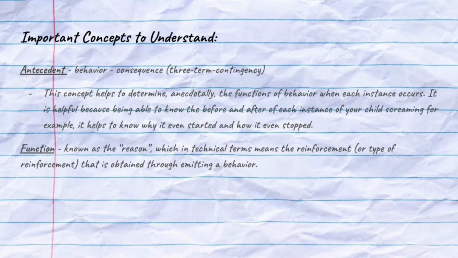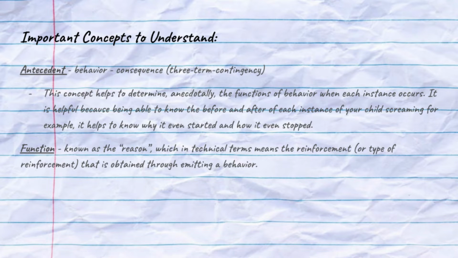Before we get started talking about the functions of behavior, it is important to understand the following two concepts before we dive in. There is the three-term contingency, known as the antecedent, behavior, and consequence. This concept helps to determine, anecdotally, the functions of behavior when each instance occurs. It is helpful because being able to know the before and after of each instance of, for example, your child screaming, it helps to know why it even started and how it even stopped.